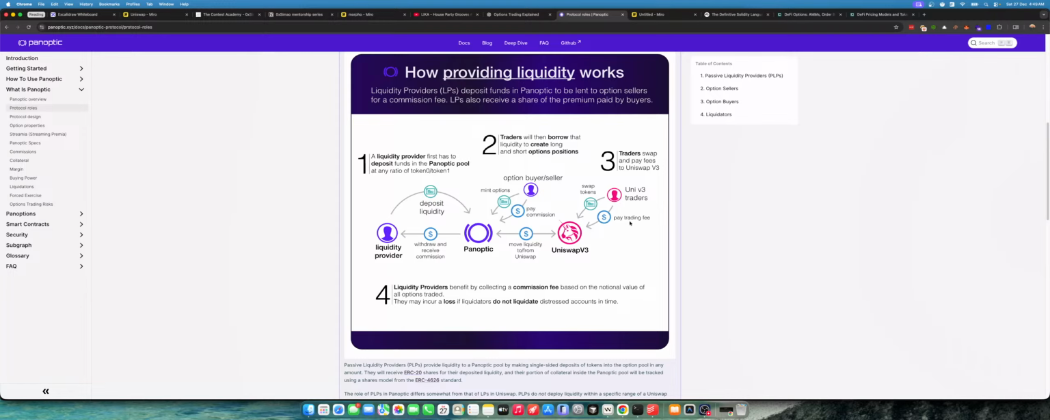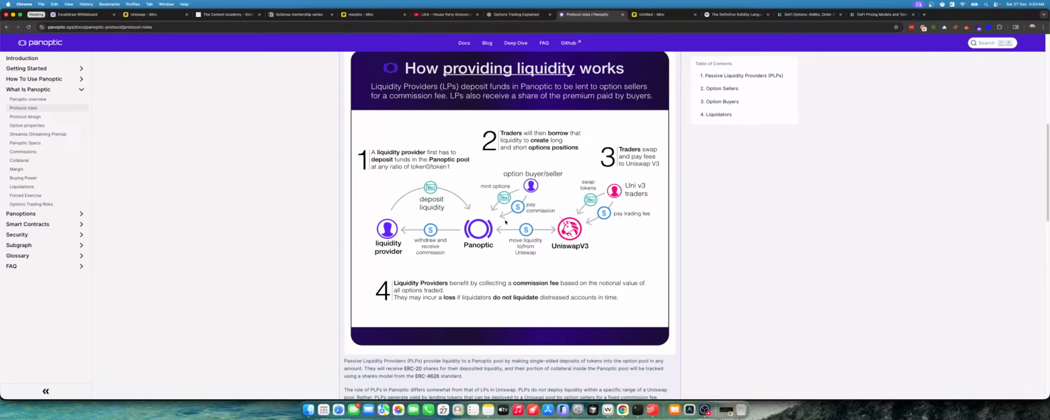And pay commissions to and from. The traders can swap liquidity. Okay, this is a good diagram to copy. Liquidity provider commission fee based on the notional of all option trading.